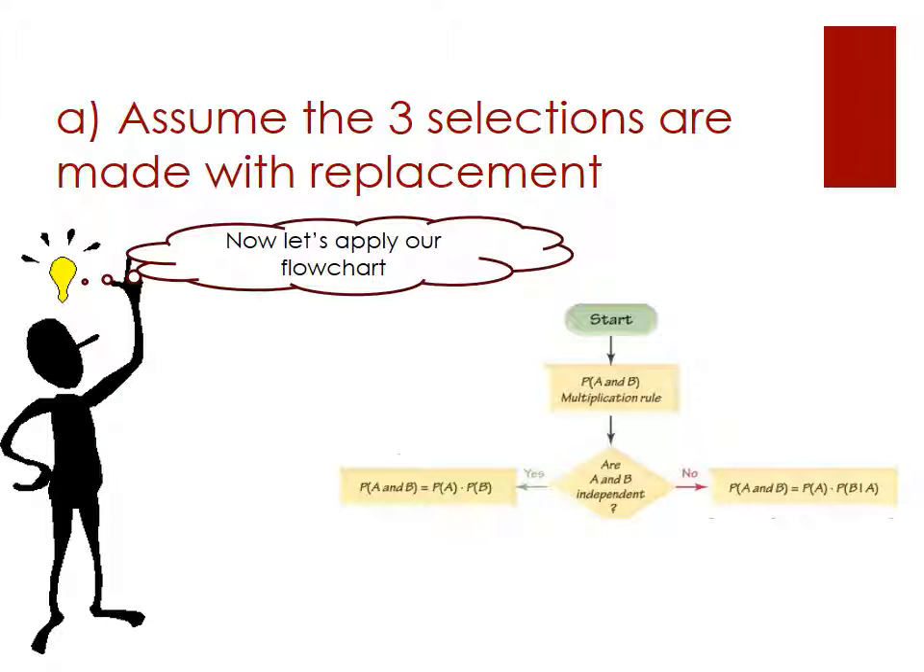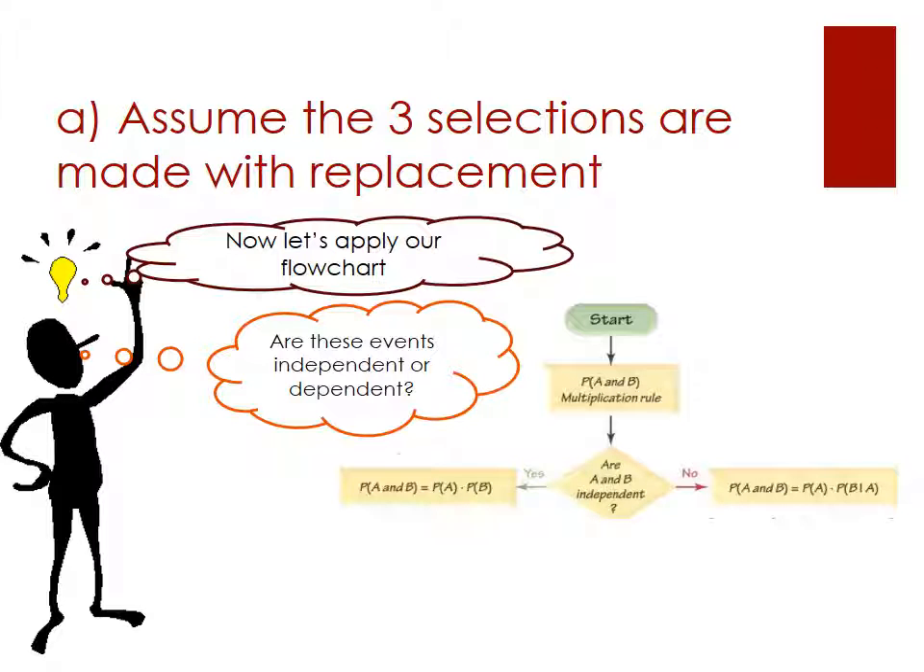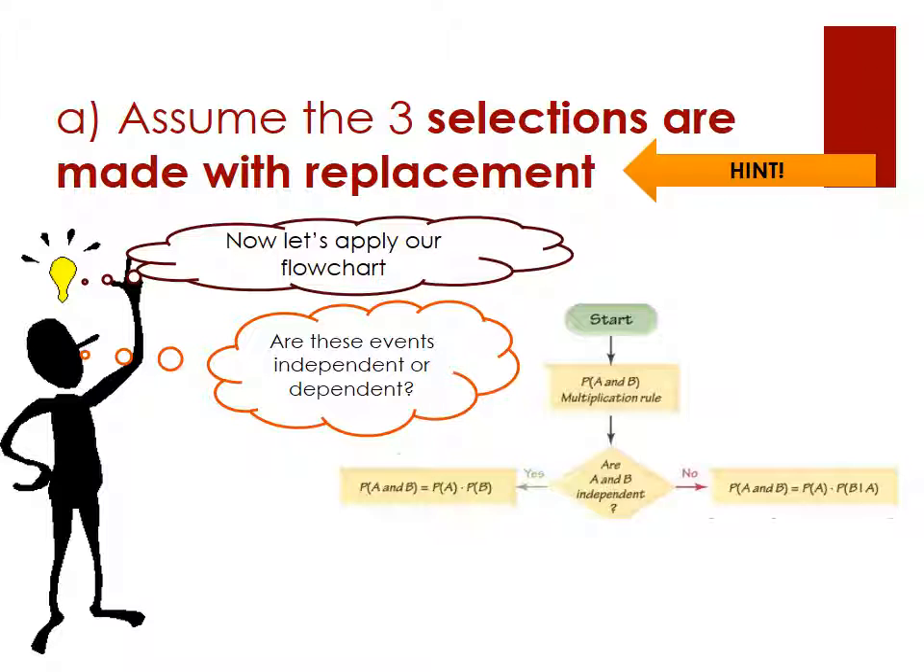Now let's apply our flowchart that we have for our problem. So here's our flowchart, and we're looking at these different events. All right, so are these events here in A independent or dependent? Hint, pay attention to the bolded part that these selections are made with replacement. So, what type of event is this? Is this an independent or a dependent event?